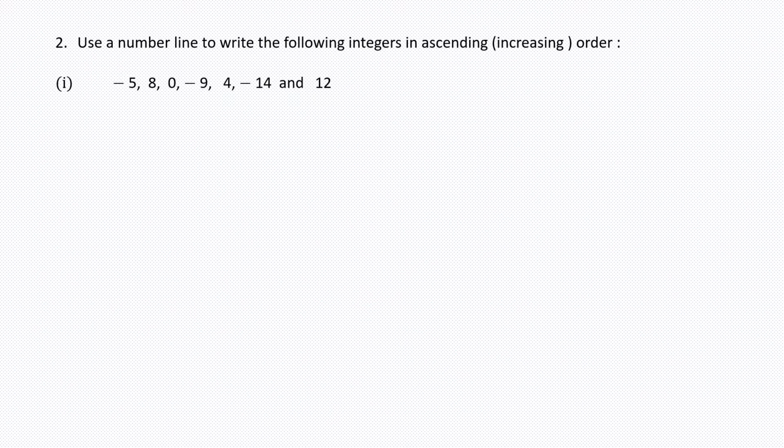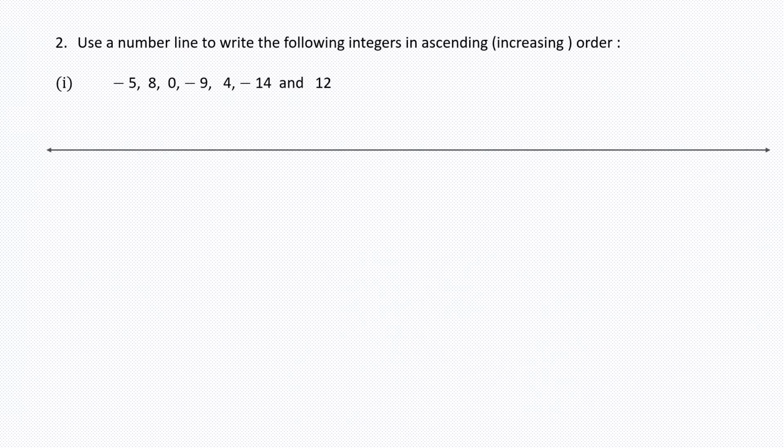Use a number line to write the following integers in ascending order. Ascending means from small to big. So we have been given a set of integers. Integers are negative numbers, positive numbers and 0. Now we have to arrange this set of numbers in ascending order by using a number line. So the first step is to draw a number line.